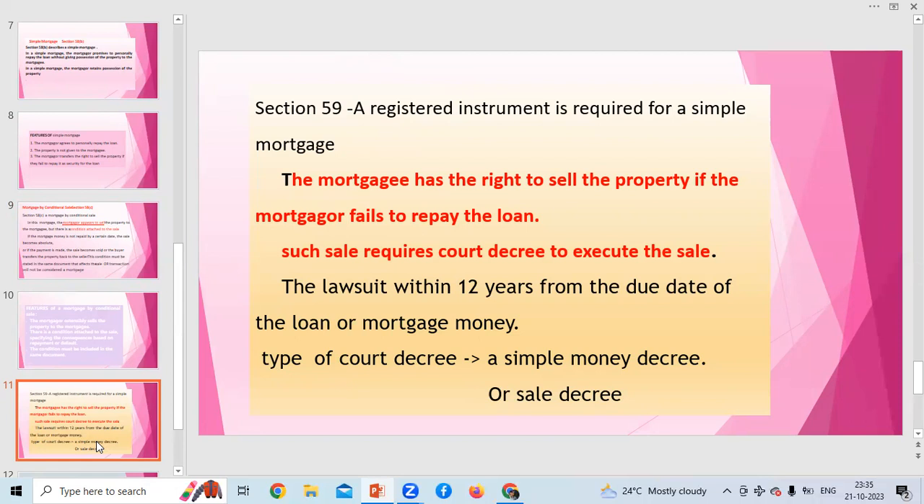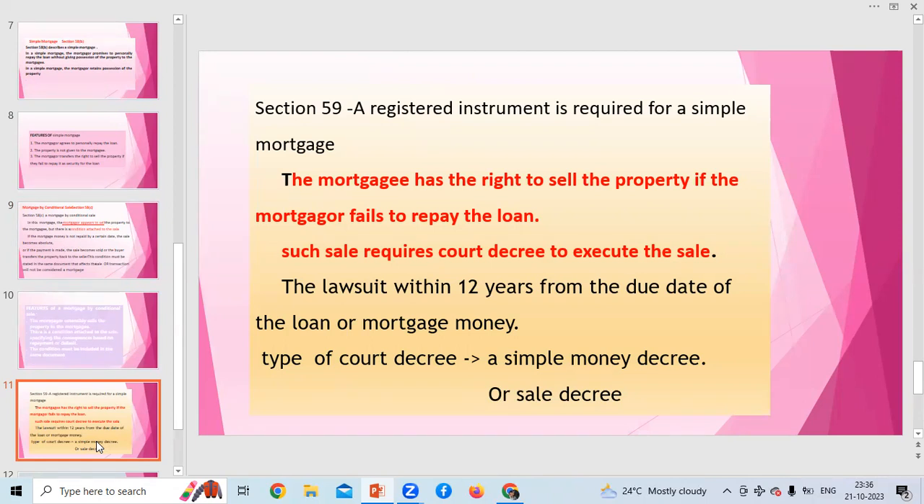That is why this simple mortgage is prevalent in India. The court decree is necessary. For the lawsuit, there is a limitation period of 12 years from the due date of the loan or mortgage money. The mortgagee has to file the lawsuit within 12 years. Please remember the years: wherever in the act there is a mention of a period, a limitation period, you have to remember it.